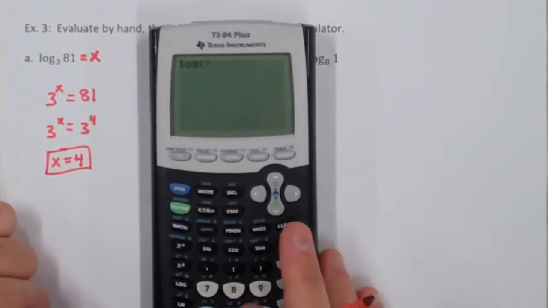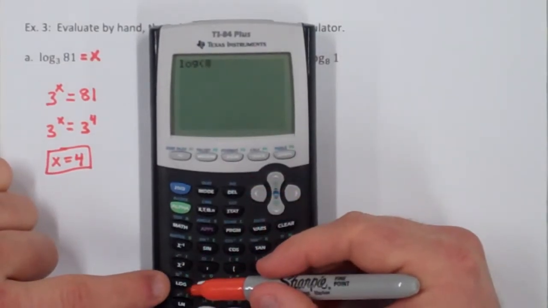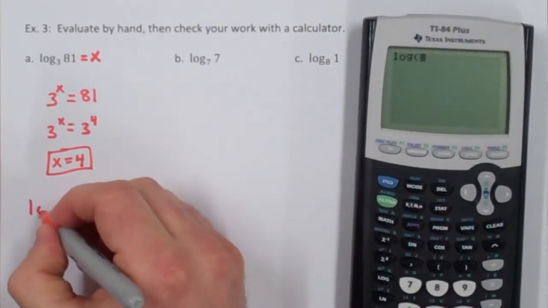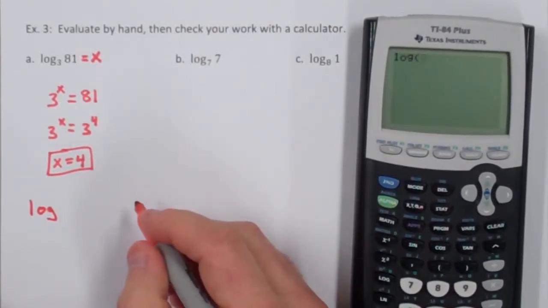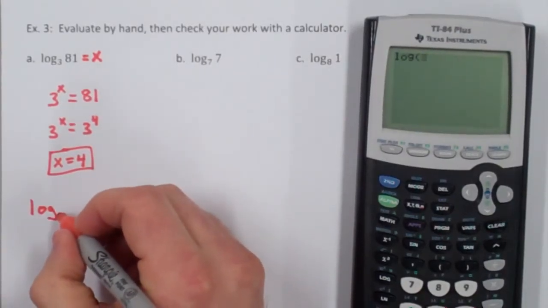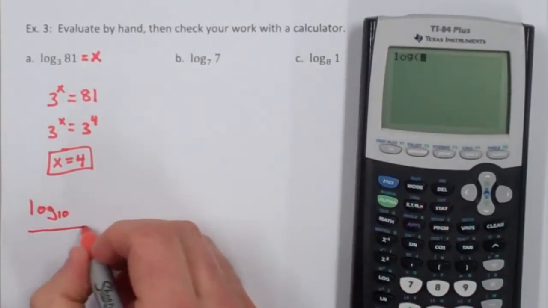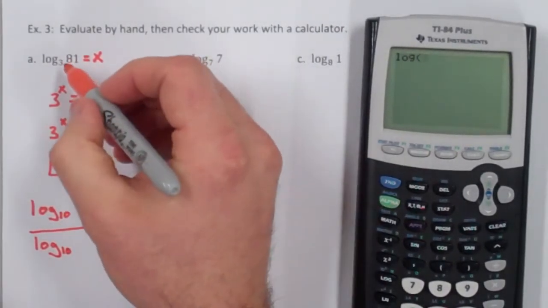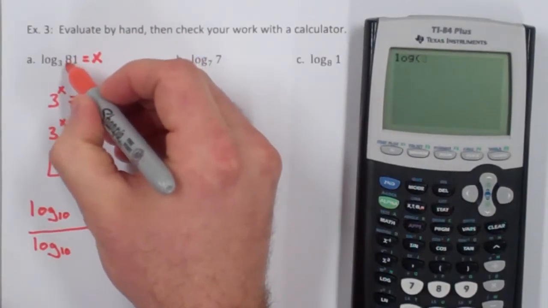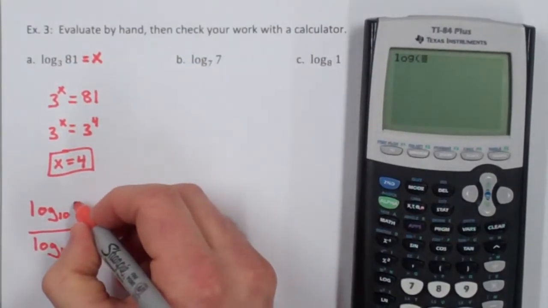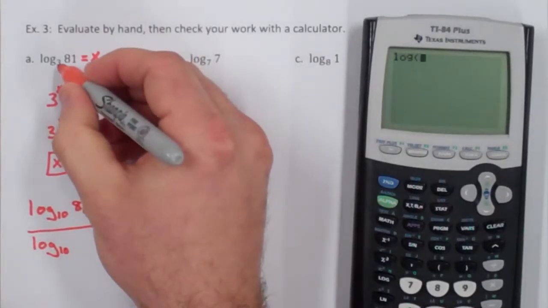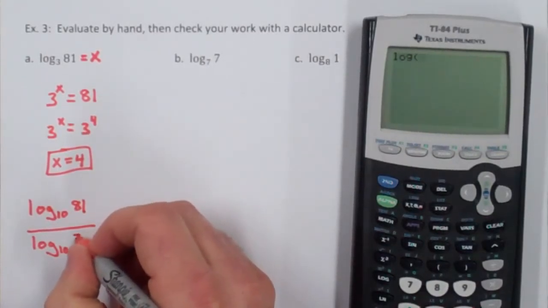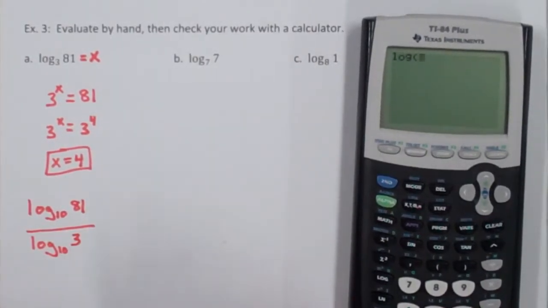You can type in log, and you can see that your calculator has a log of base 10. So actually when we type this into the calculator, we need to use something called the change of base formula. What that is, if you want to change the base, you can write this as a division problem. And what you're going to do is take the number 81 here, it's in the argument position, it's the bigger number, and write it up in the top. And the 3, even though it's a base here, if we change bases, this actually will be in the argument position of the logarithm on the bottom.